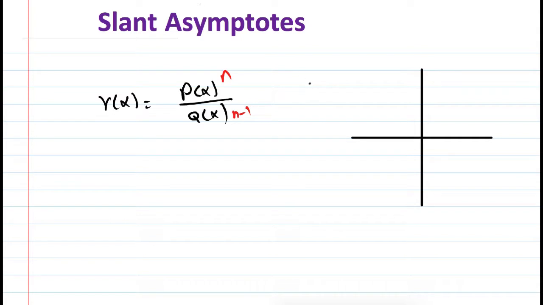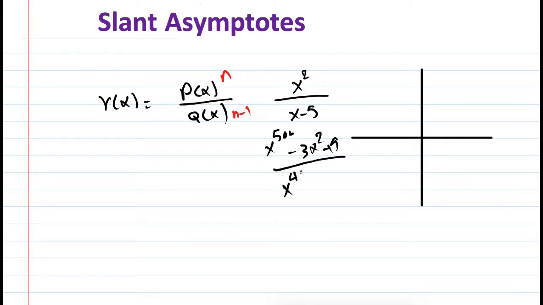For example, for a rational function like x to the 2 over x minus 5, in this case we have a slant asymptote. If we have x to the 500 minus 3x to the 2 plus 5 over x to the 499, then again we have a slant asymptote. Only when the degree of the numerator is 1 more than the degree of the denominator do we have a slant asymptote.